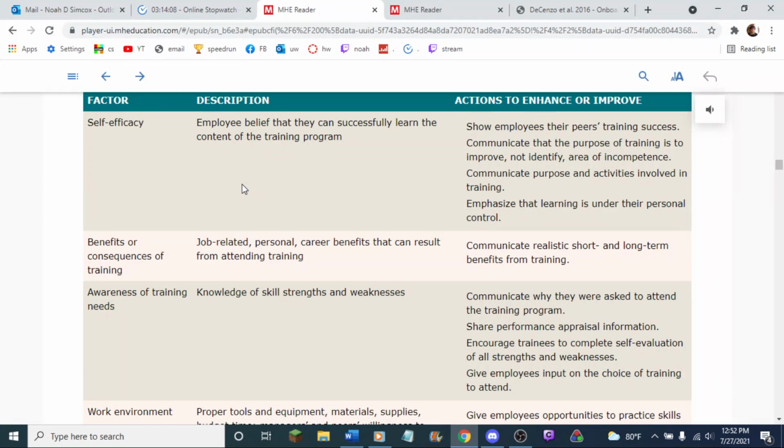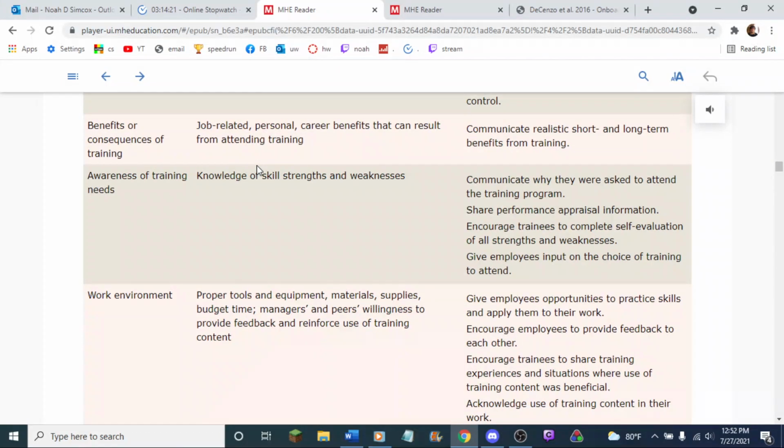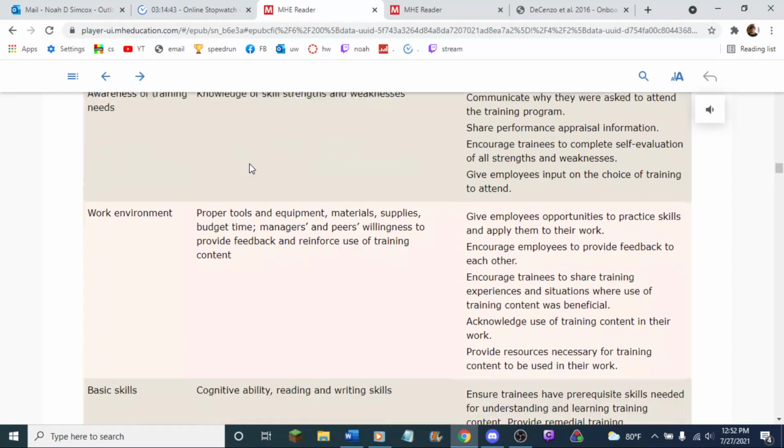Benefits or consequences of training. Job-related, personal, career benefits that can result from attending training. Communicate realistic short and long-term benefits from training. Awareness of training needs. Knowledge of skill, strengths, and weaknesses. Communicate why they were asked to attend the training program. Share performance appraisal information. Encourage trainees to complete self-evaluation of all strengths and weaknesses. Give employees input on the choice of training to attend.